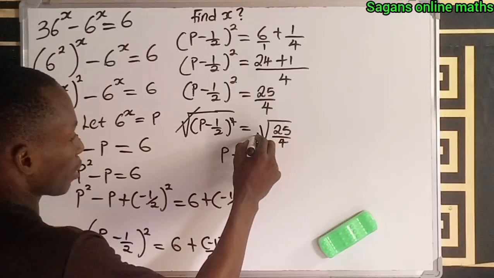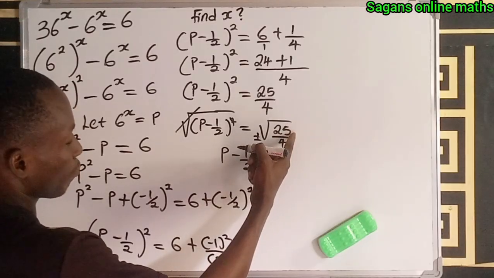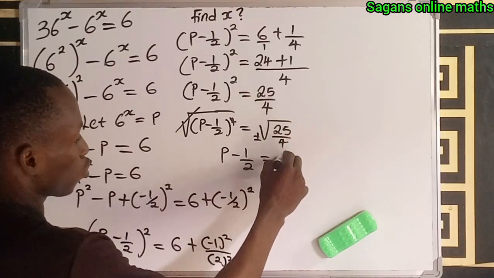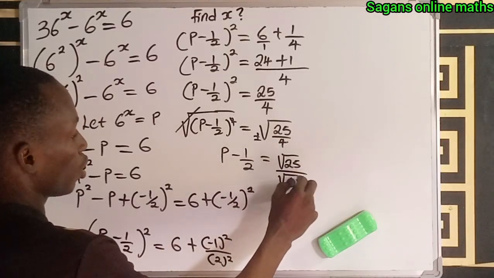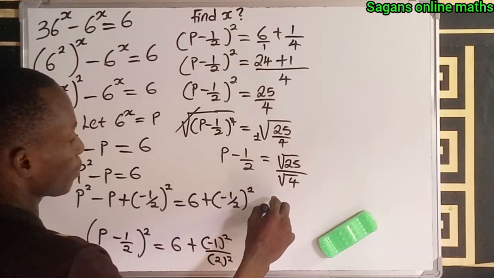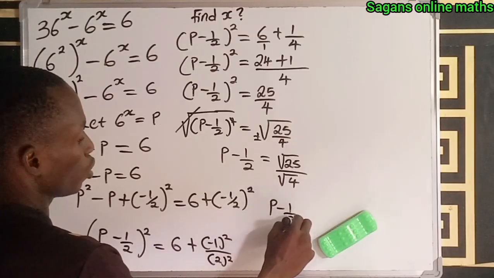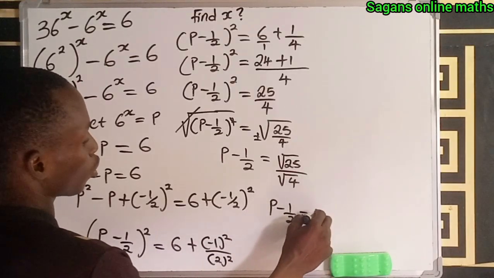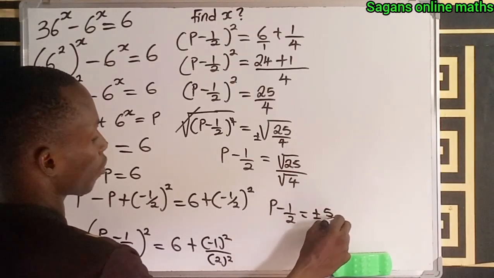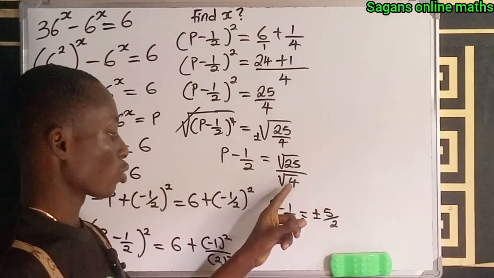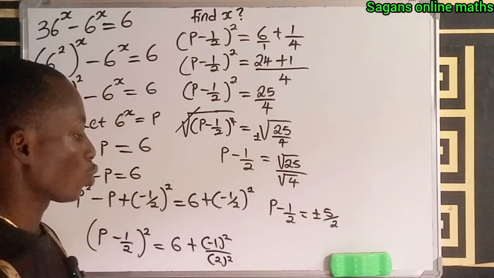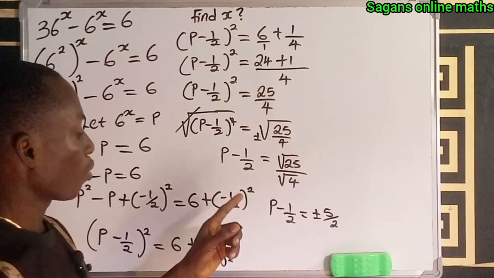Now square roots have to do with plus and minus, right? So what is the square root of 25 divided by 4? This is the same thing as root 25 divided by root 4, by obeying the rule of surds. So that means p minus 1 over 2 is equals to plus or minus 5 divided by 2, because root 25 is 5 and root 4 is 2.